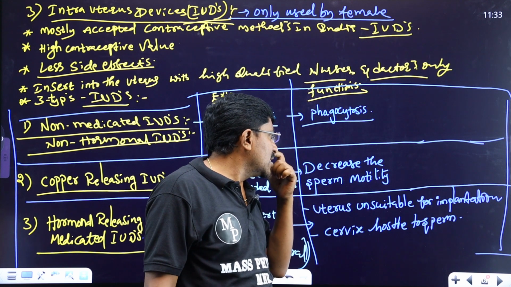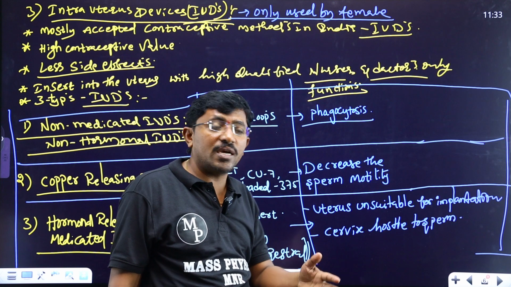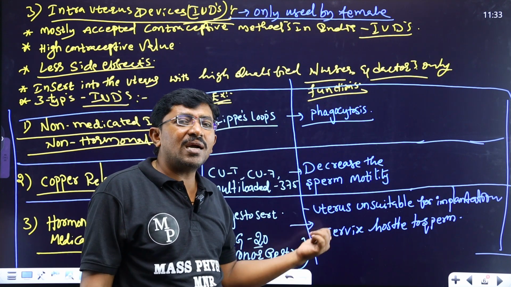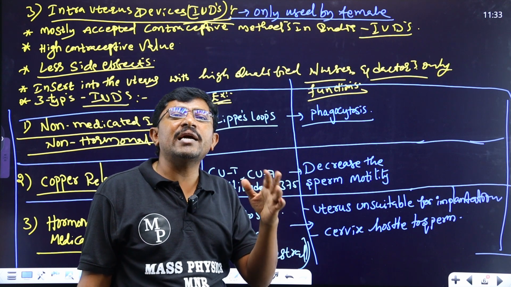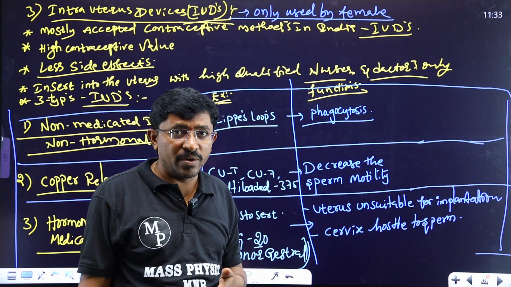This decreases sperm motility. Once the sperm enters the uterus, its motility becomes reduced. The reason is that the copper ions inactivate the metabolic activities of the sperm, so there is no ATP production.